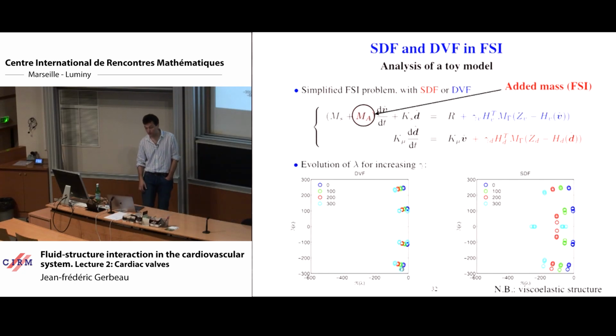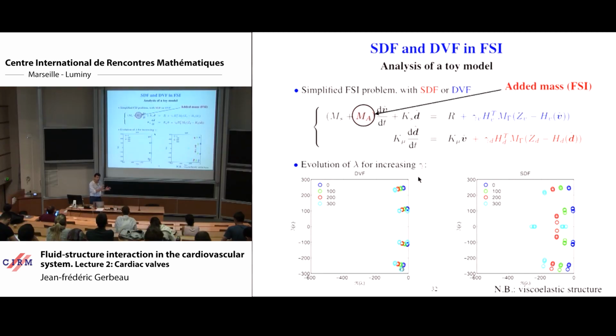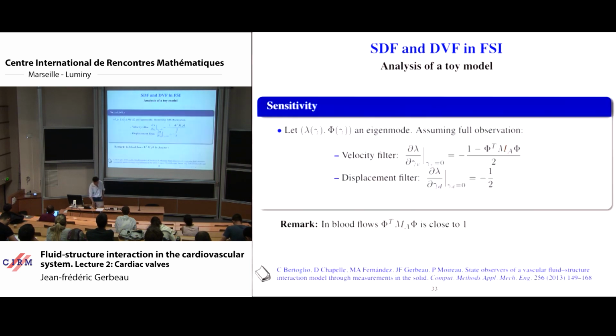Okay, and the analysis of the eigenvalues confirms the observation. You can see that when you have velocity measurement, you only improve the eigenvalues a bit, in the sense that the real part becomes slightly more negative, but not that much. Whereas when you have displacement measurement, then when you increase the value, the eigenvalues go really negative. So this confirms the observation. So at least we have on this toy model what we observe on the nonlinear model. So this is a good starting point.